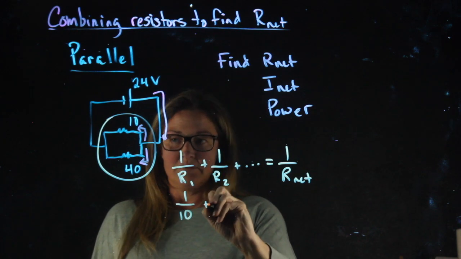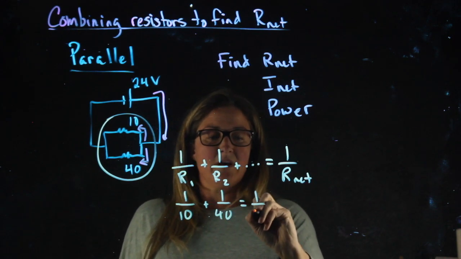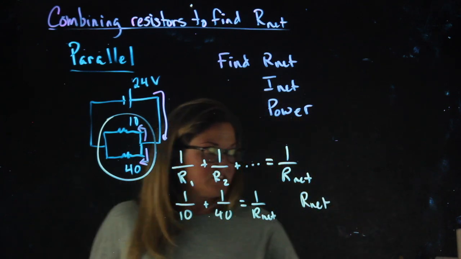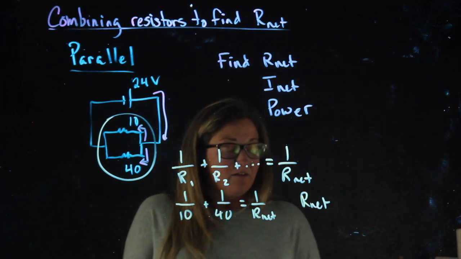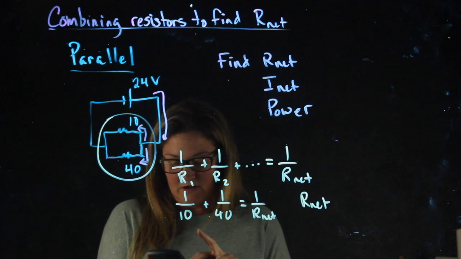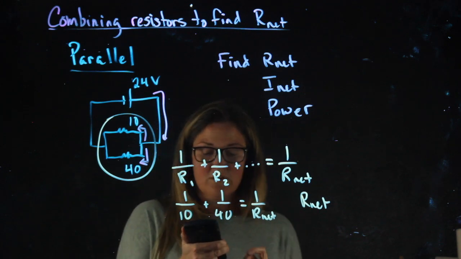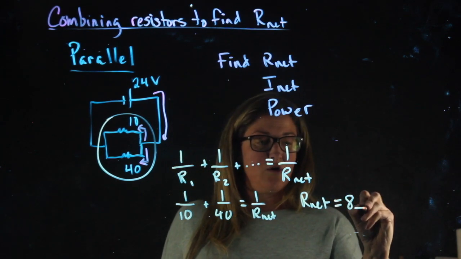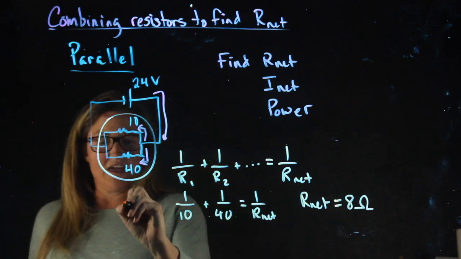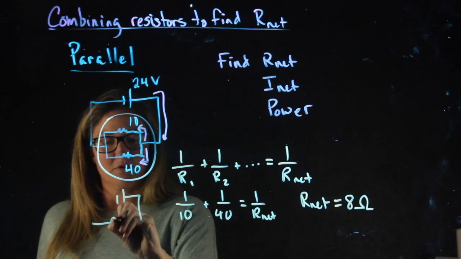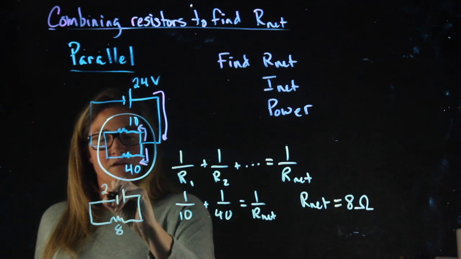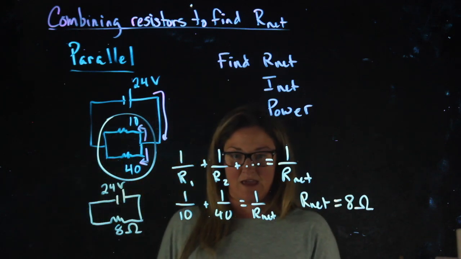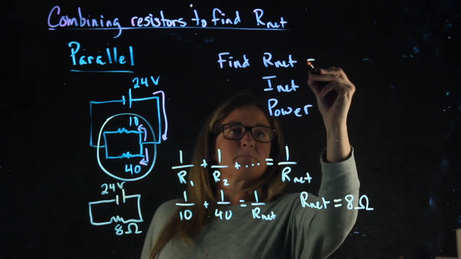So 1 over 10 plus 1 over 40 equals 1 over R net. I'm not getting a common denominator here. I'm literally just typing into my calculator. That works. 1 over 10 plus 1 over 40 equals whatever. 1 divided by my answer to flip it, and I get R net equal to 8 ohms. In other words, this circuit can have a simpler equivalent circuit of this. The 10 and 40 ohm resistors can be replaced by an 8. So I found R net.